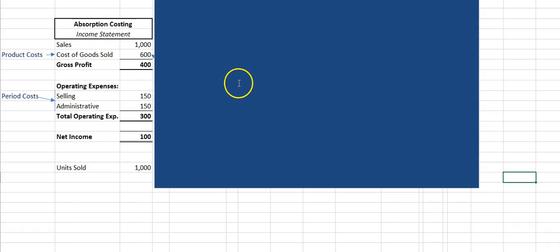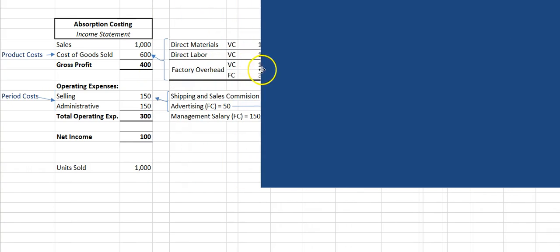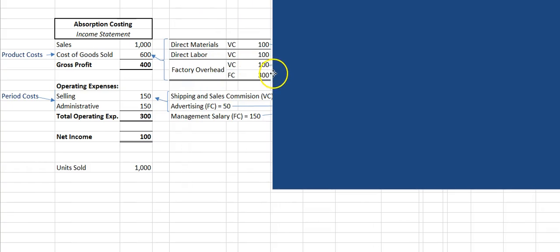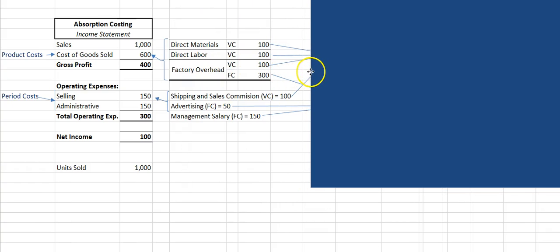So one of the first things to do is to identify the different types of costs. Okay, so let's move a little bit this way. The first step that you want to do is identify the cost of goods sold: which ones are direct materials, which are direct labor, how much, and how much is factory overhead.